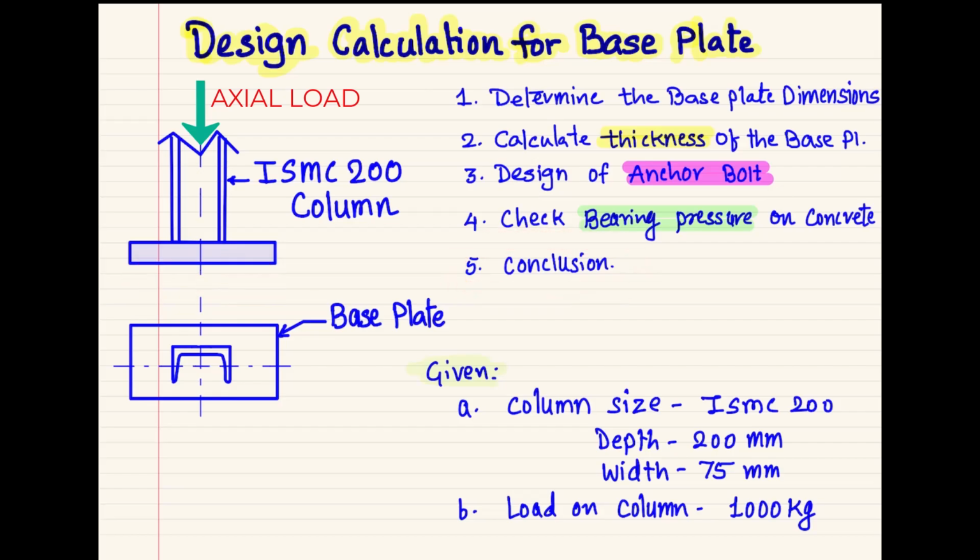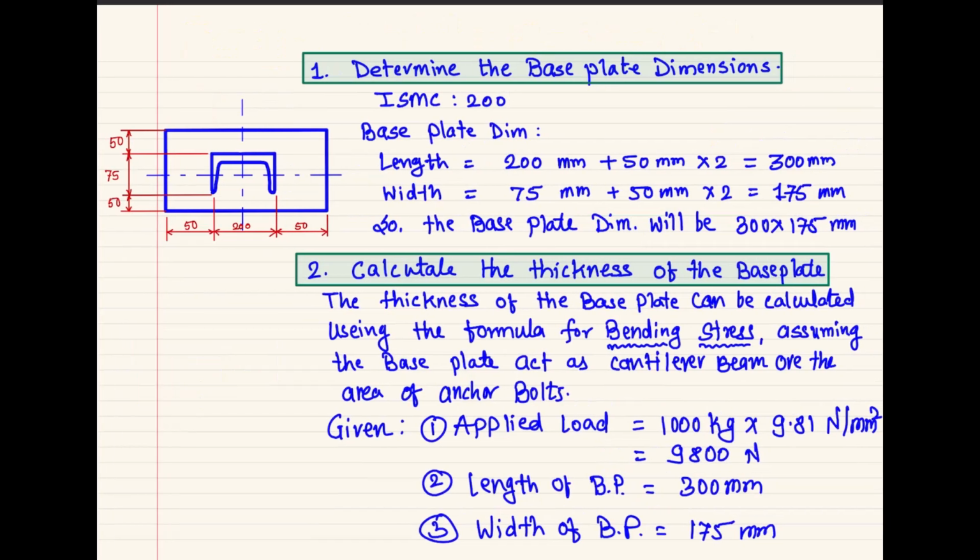Now guys, in the given data, we have some assumptions already made. Column size, we have taken ISMC 200, whose depth is 200 mm and width is 75 mm. Load on the column is 1000 kg, which is vertically downward and concentric at the center. Now we will see how to determine the base plate dimensions.